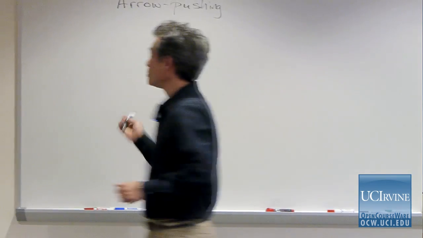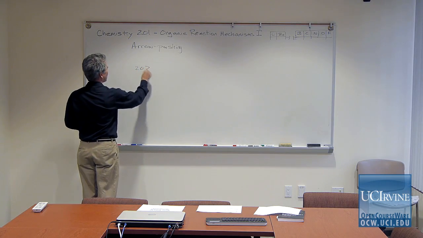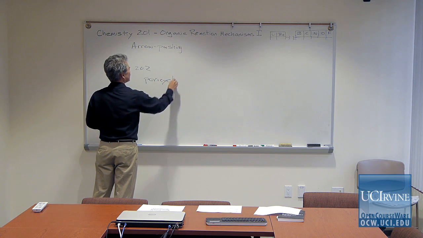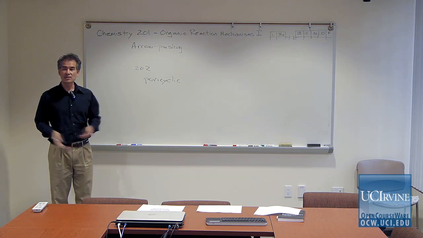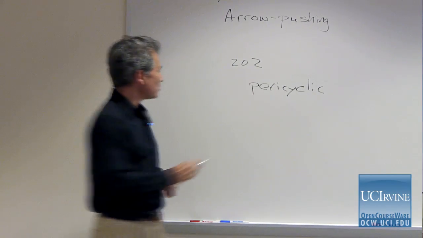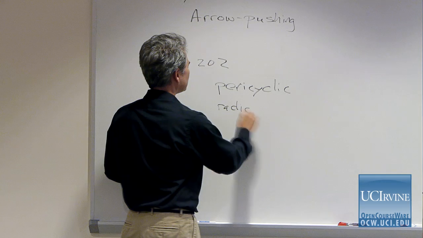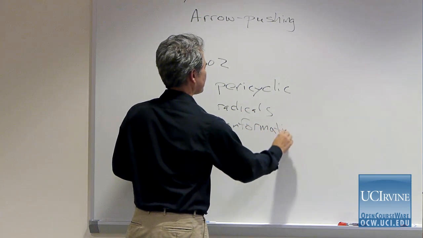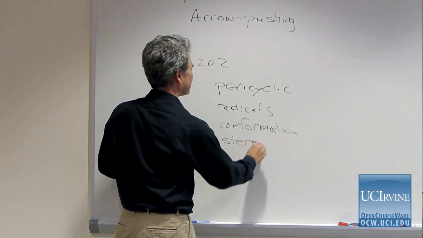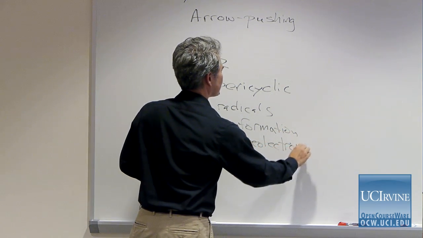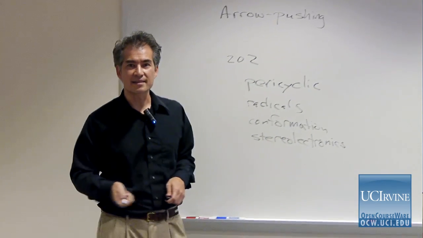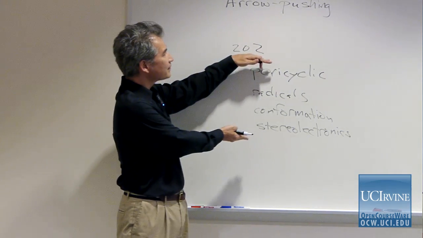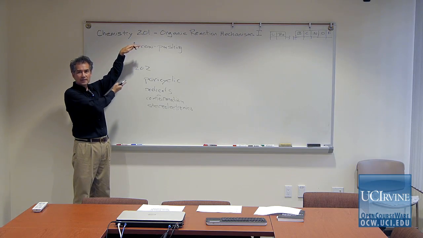In Chemistry 202, which is not part of this course, we cover concepts like pericyclic reactions, the Diels-Alder reaction, Ene reactions, sigmatropic rearrangements, things like that. We also cover radical chemistry, conformation, and stereoelectronics, and mechanistic tools like kinetics and kinetic isotope effects and linear free energy relationships. So these concepts are not covered in this quarter, and this quarter will focus on arrow pushing.